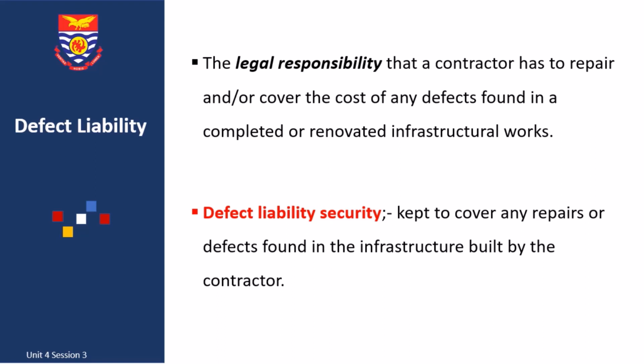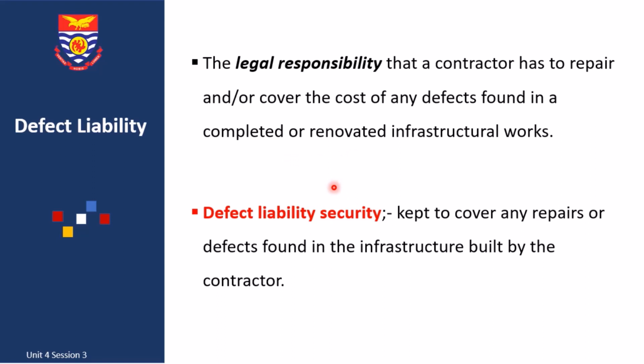And it should be noted that the defect liability security or the defect liability guarantee is that amount of money that is kept by the buyer or the procurement entity, and it is intended to assure the buyer that the contractor will perform any repairs of any detected liability or defect in the works when they arise.